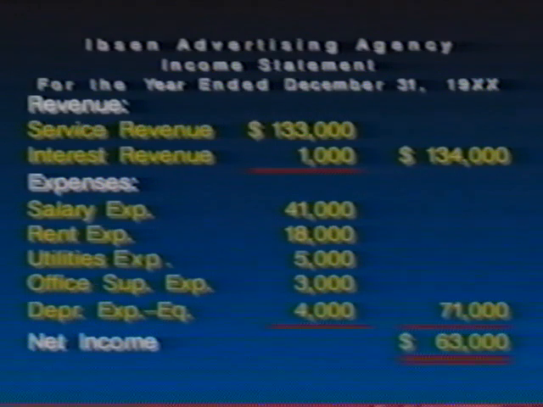Now that the worksheet is completed, the financial statements can be prepared. The income statement, statement of owner's equity, and balance sheet can be found on page 2 of your fact sheets. Notice that the net income on the income statement is exactly the same as that on the worksheet, $63,000.